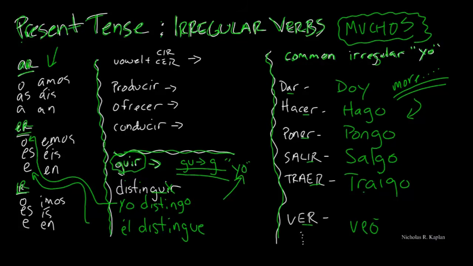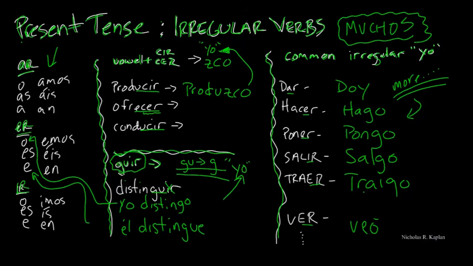One other category that I want to look at today are verbs that end in a vowel plus CIR or CER. So vowel CIR, vowel CER. And in the yo form again, it's kind of nice. We're only dealing with the yo form. These change to ZCO. So that CIR changes to a ZCO. The rest of them, they're normal. We're only talking about the yo form.